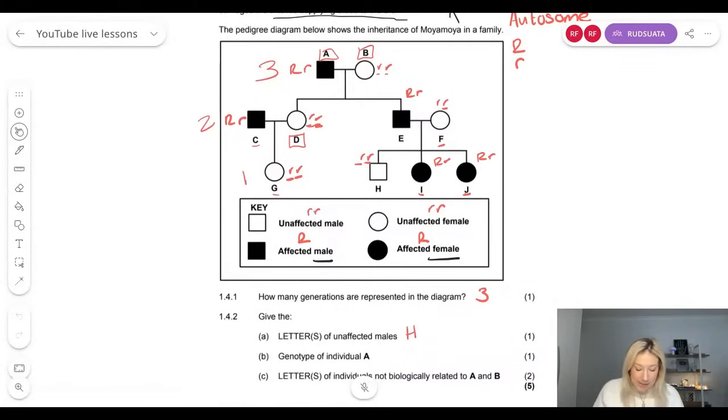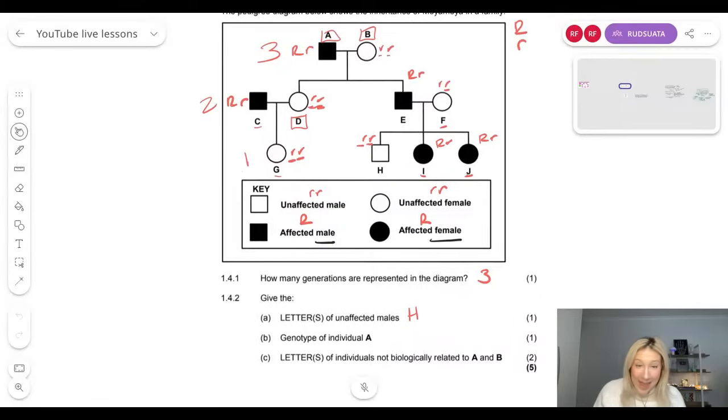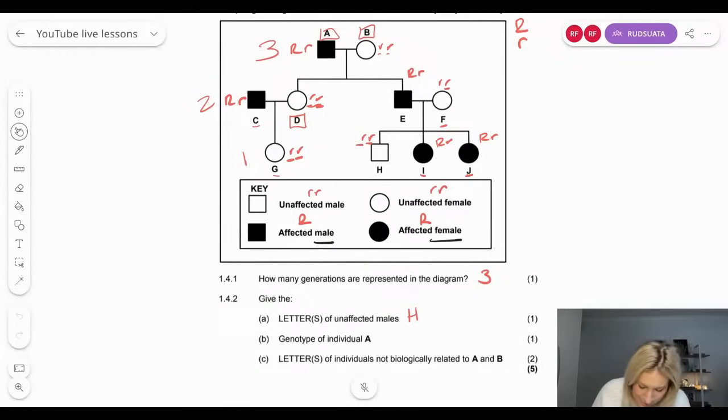Yep. Then it says, give the genotype of A, which we've already worked out. It's going to be big R, little r. Don't forget, this says genotype. Sometimes they like to fool you and put genotype first, and the next question is phenotype, and you get confused, and you do both genotypes instead of genotype and then phenotypes. Just keep your wits about you.